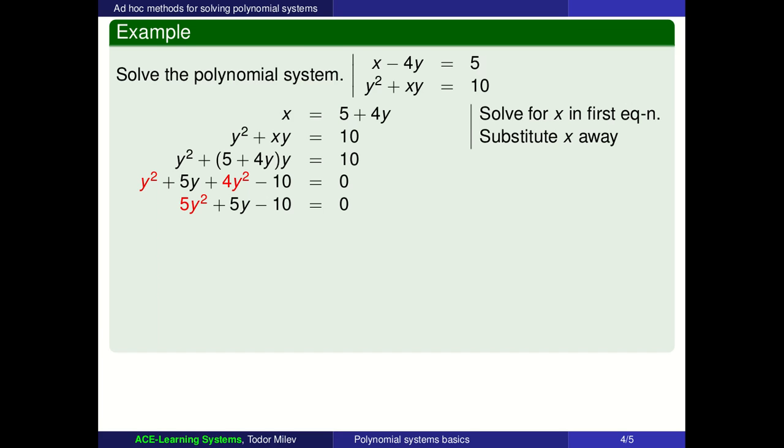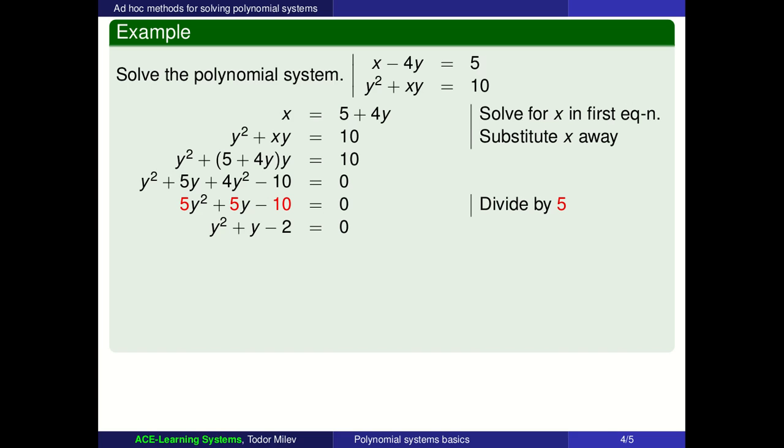However, before I proceed to solve the quadratic equation, let me notice that all three coefficients, the constant term, the coefficient of the linear term, and the coefficient of the leading term, are divisible by 5. So let me divide both sides of that polynomial equation by 5. On the right hand side, I get 0 divided by 5, so I get 0, and on the left hand side 5 divided by 5 is 1, and 10 divided by 5 is 2. So I have simplified my equation to the quadratic equation y squared plus y minus 2 equals 0.